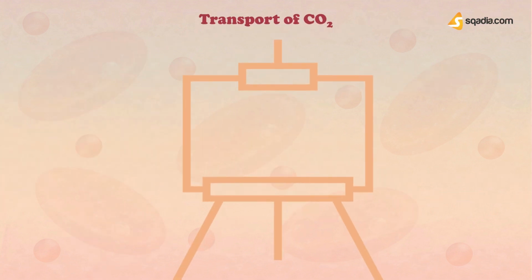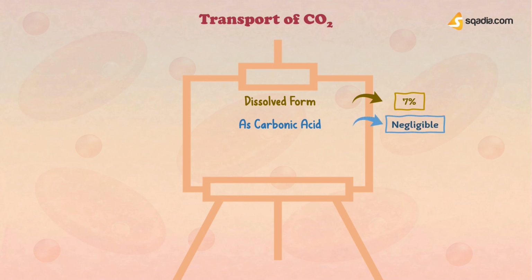Firstly, it transports carbon dioxide in the freely dissolved form, and this form contributes to transport about 7% of carbon dioxide. Secondly, it transports carbon dioxide as carbonic acid, but carbonic acid is highly unstable, so its contribution in transportation is almost negligible. Thirdly, carbon dioxide is transported as bicarbonates.